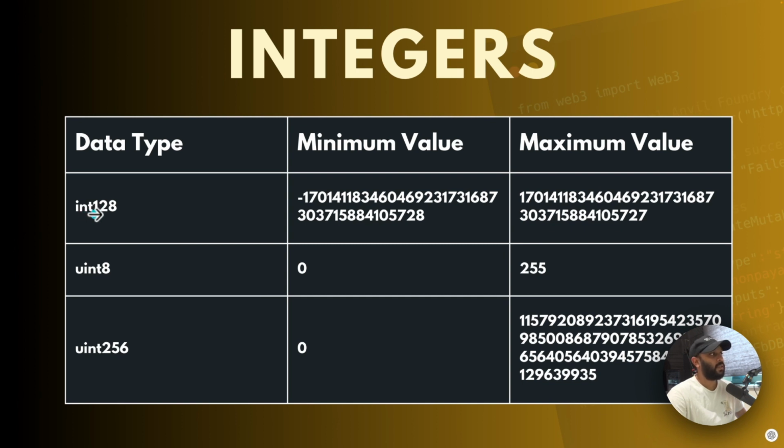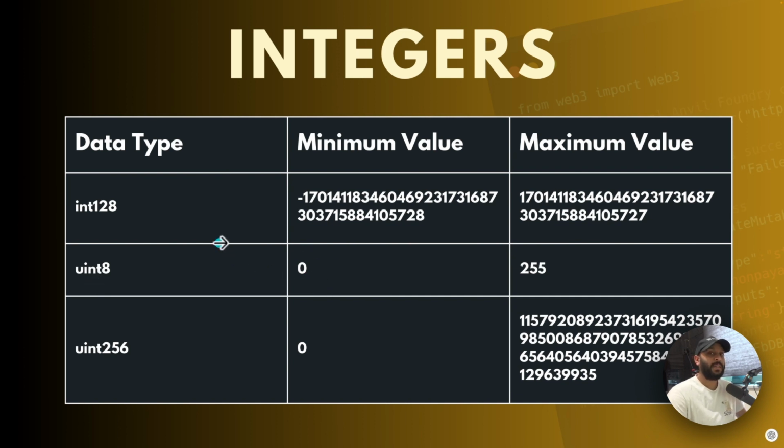So int128 means that this value can carry 128 bits. Uint8 means 8 bits. Uint256 means 256 bits. Now, the difference between an int and a uint, you might see over here, is that an int, an integer, can have negative values. A uint, an unsigned integer, cannot have negative values.